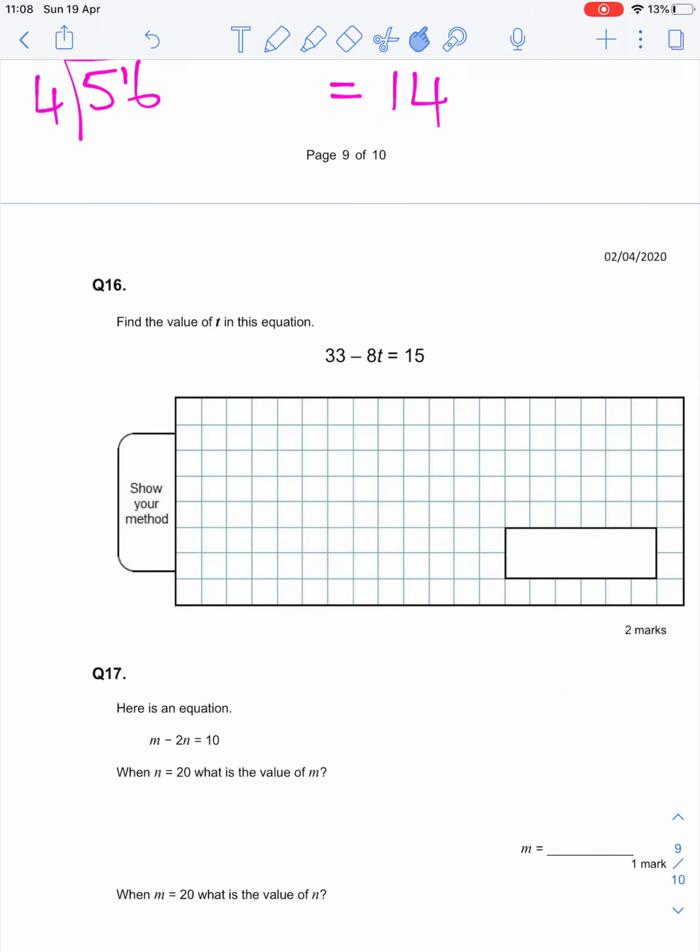Next one, 16. Now this was a little bit more tricky, but we can still have a go. 33 minus 8t equals 15. So what we need to do, the easiest way to do this, because I want these 8t's on their own, but if I add 8t, it's all quite tricky. But what I'm going to do is I'm going to add 8t, this 8t here, to both sides.